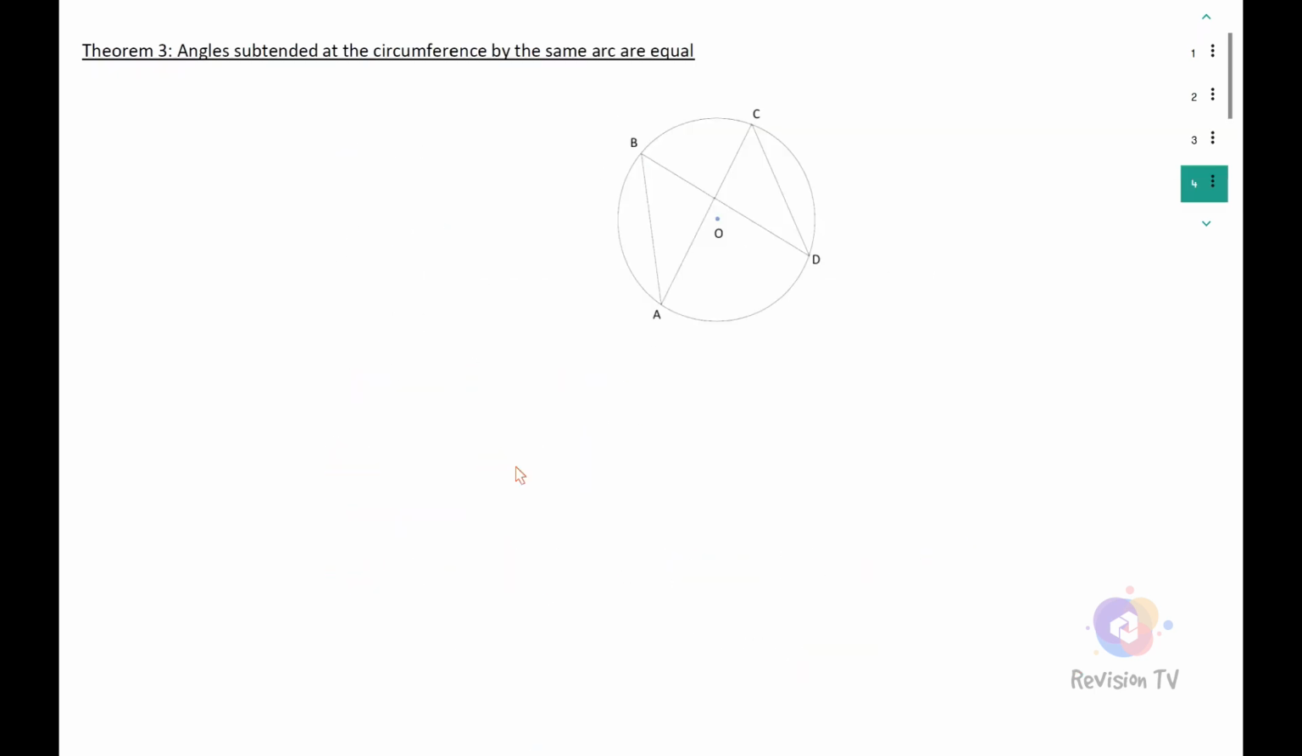Next one, theorem number 3: angles subtended at the circumference by the same arc are equal. First step, you're going to connect to the center again, like this. Next, you can let the angle AOD equal 2x, so the angle at the circumference is x. Now using theorem 1, we know the angle at the circumference is half the angle at the center, or the angle at the center is twice the angle at the circumference, like an arrowhead.